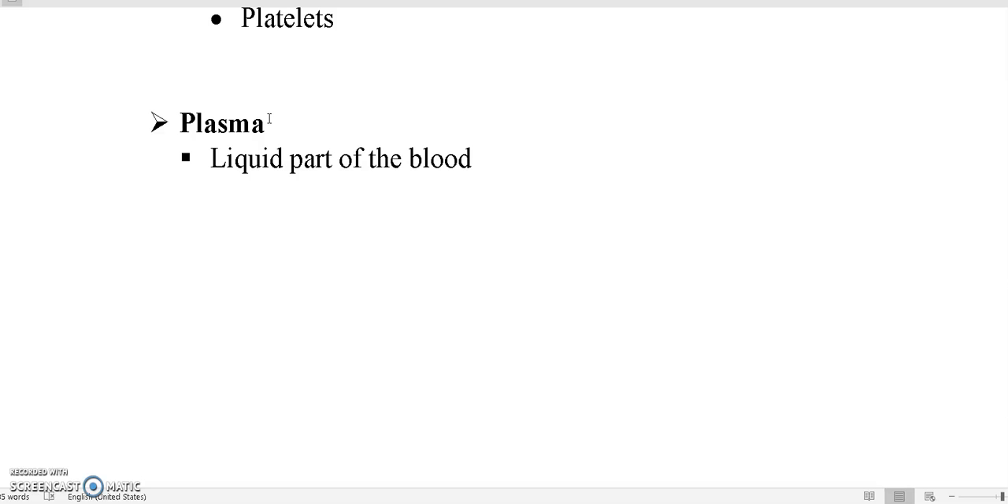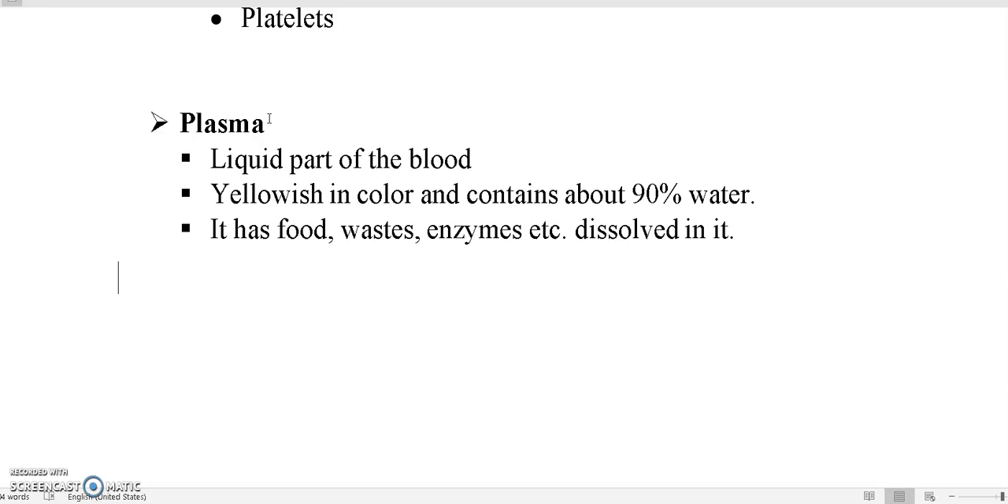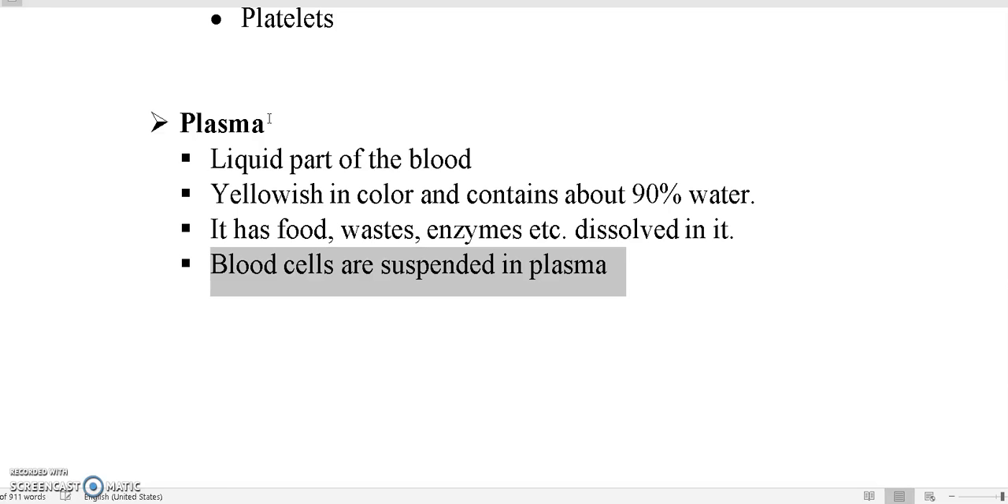It is yellowish in color and contains 90% of water. But does it contain only water? No. It has food, waste, enzymes, etc. dissolved in it. In fact, blood cells are also suspended in plasma. Suspended means they are just there, floating in plasma.